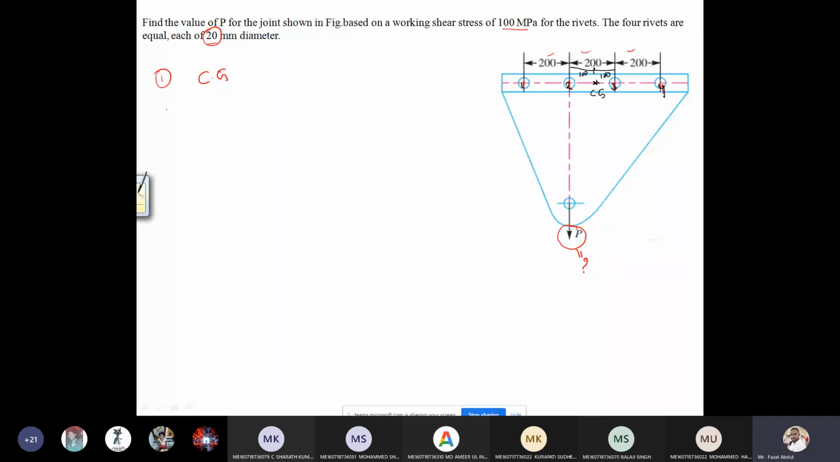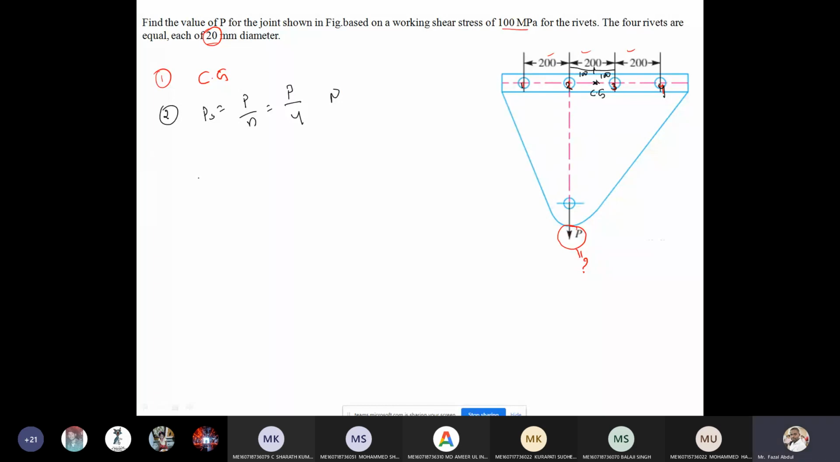Now, what is the second point? The second point is calculating the primary shear load on each rivet. So how much primary shear load? That is P equal to P by N. P we don't know, that is asked in the question. Find the value of P, and the number of rivets is 4. That is the primary shear load on each rivet.